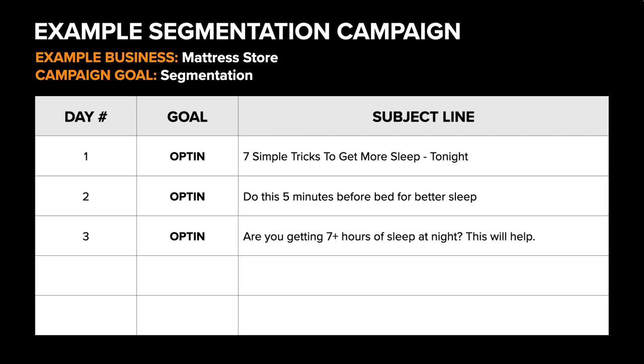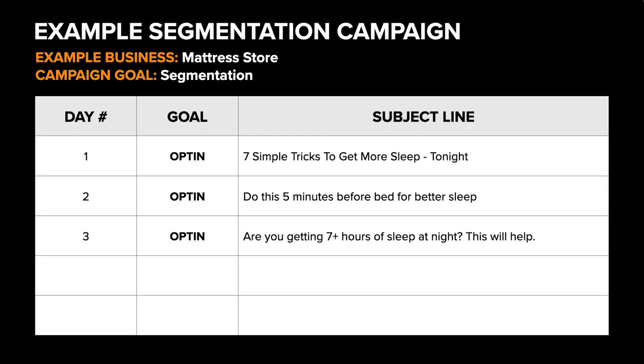The first email I would send out is something super sneaky, like 7 simple tricks to get more sleep tonight. It is not only the title of a report, it is incredibly valuable, and it speaks to the desired end result of your prospects, right? So lead with it right on the nose and ask for the opt-in. Now we're going to come back and get a little bit more specific, but still leveraging the same report, the same ask, right? But we're going to go into one of the detailed hacks, or one of the simple tricks. So I would say something like, do this 5 minutes before bed for better sleep.